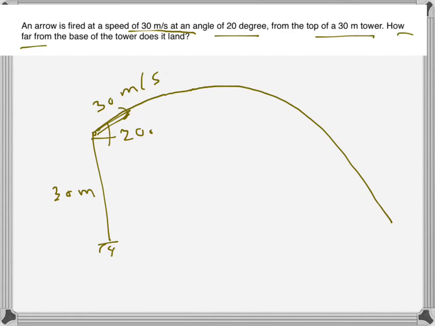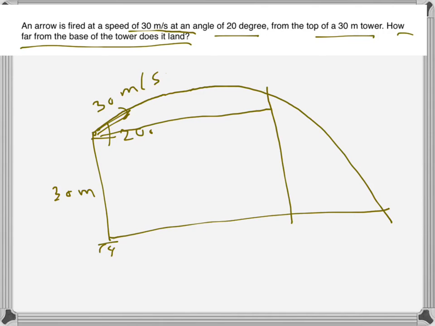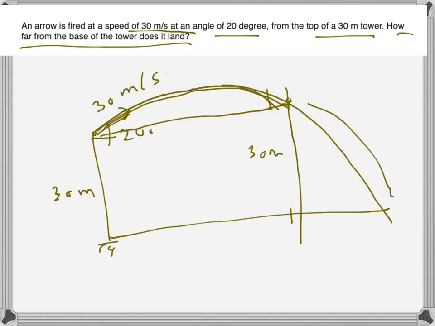So it says how far from the base of the tower does it land. So this distance we have to find. So we can divide the flight path in two parts. One is this much and another is this much. So here the flight, this is where it's the same height as the start, so this one is 30 meters too.